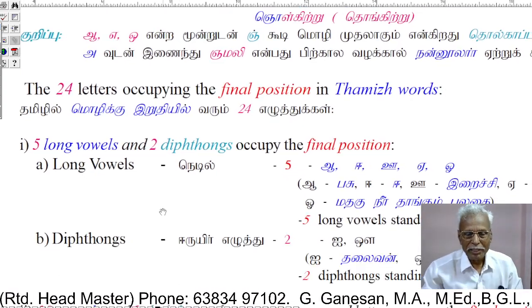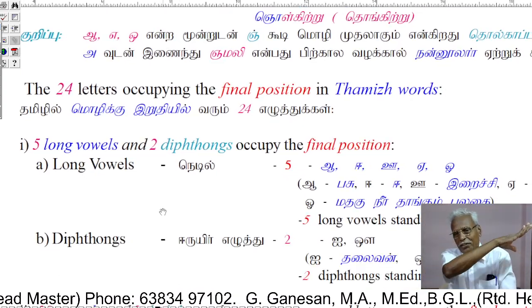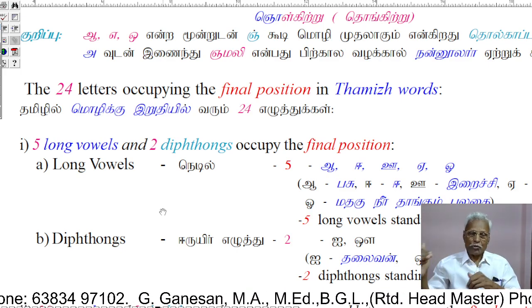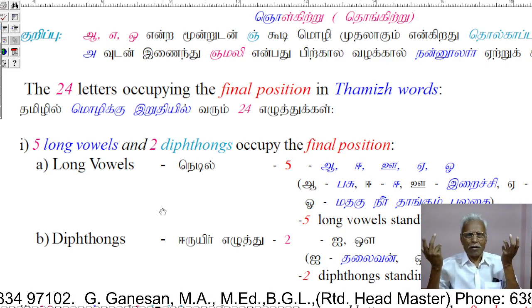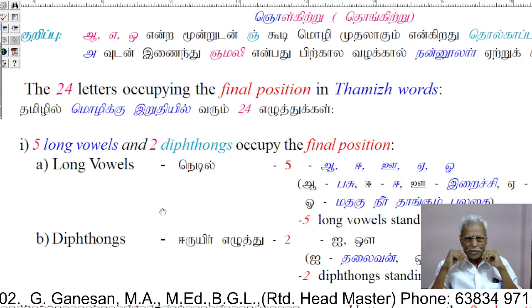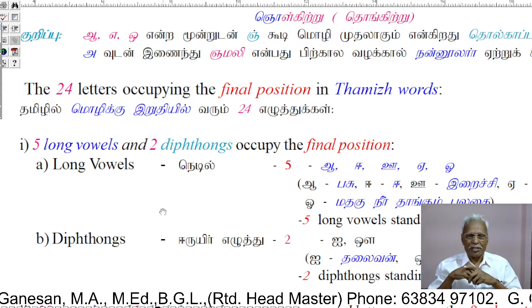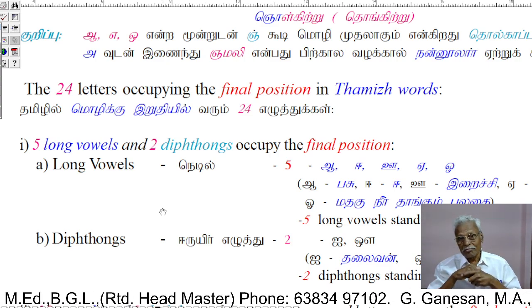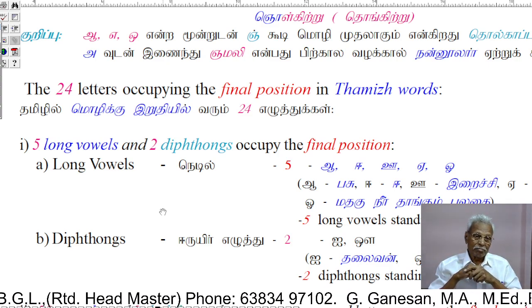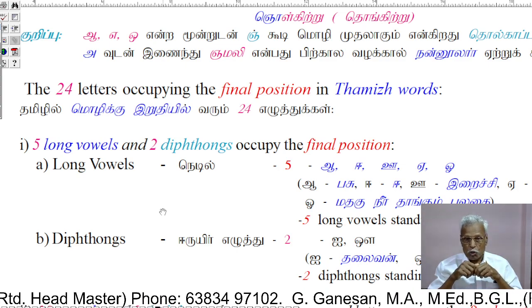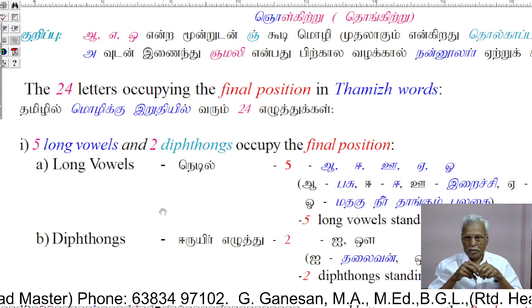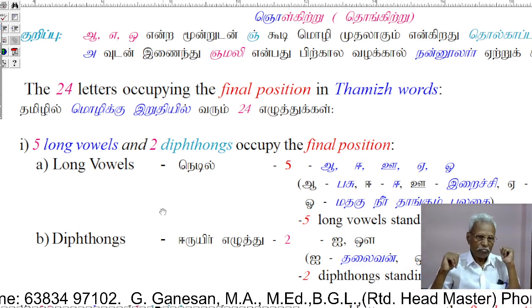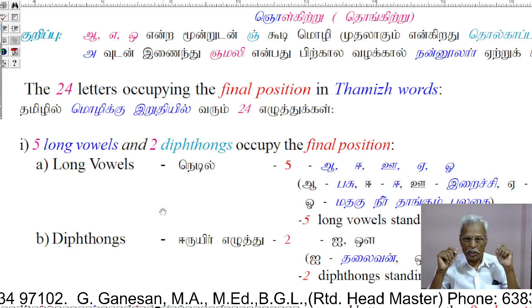Now let us see what are the letters which would occupy the final position, the end position in a word. See, what a language. Some 3 or 4,000 years earlier, they have defined everything. That is why it is called a classical language. The 24 letters occupying the final position in Tamil words, the end position.